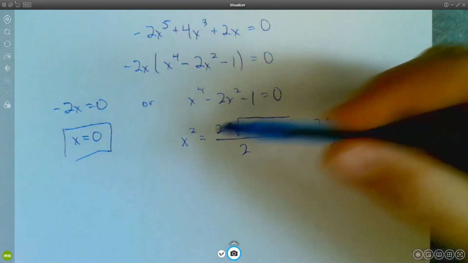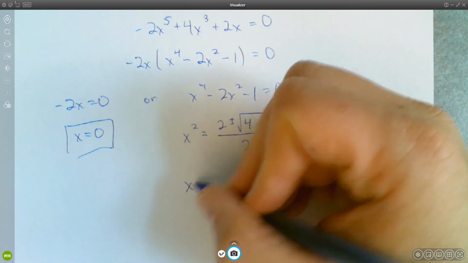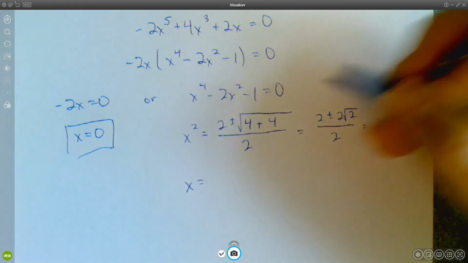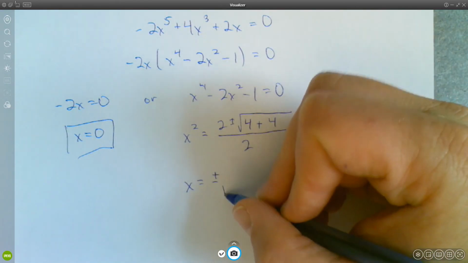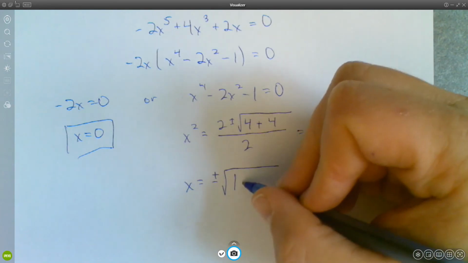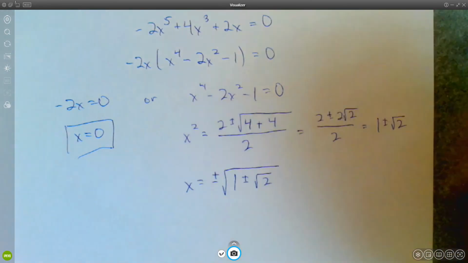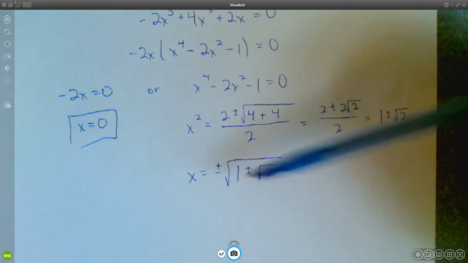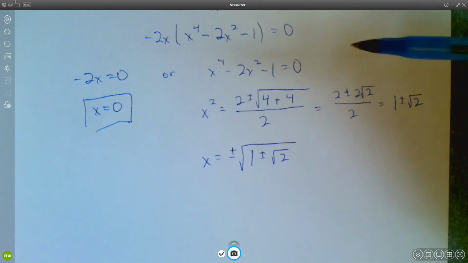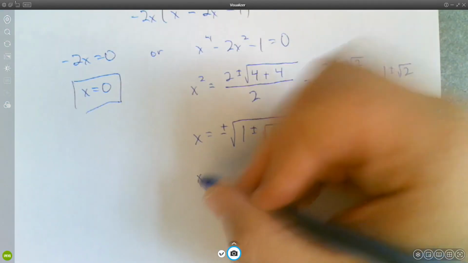But that's x squared, right? We need to solve for x. So x itself, we're going to take the square root of both sides. We're going to get x is plus or minus the square root of 1 plus or minus the square root of 2. So be careful. You've got 4 solutions here, right? You don't have to list them out, but just so that you're aware, right?